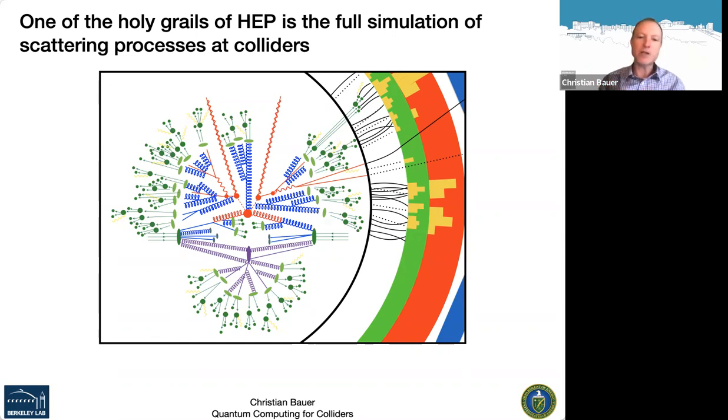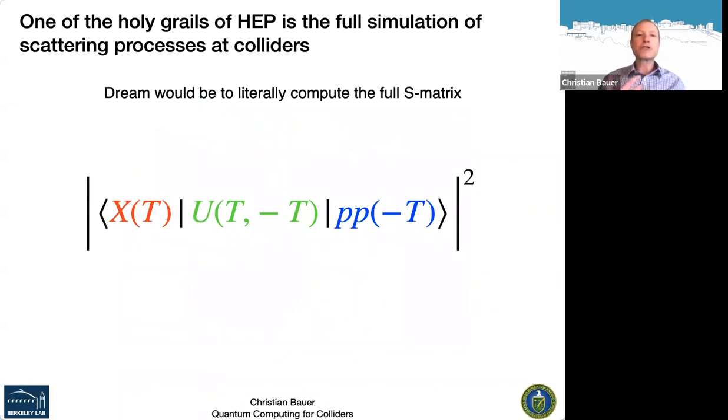But nevertheless, there's always some sensitivity to it. And so it would, of course, be absolutely fantastic if we could really have a first principles calculation of that full scattering process at, say, the Large Hadron Collider. So the dream in my mind would really be to literally compute the full S matrix of a scattering process.